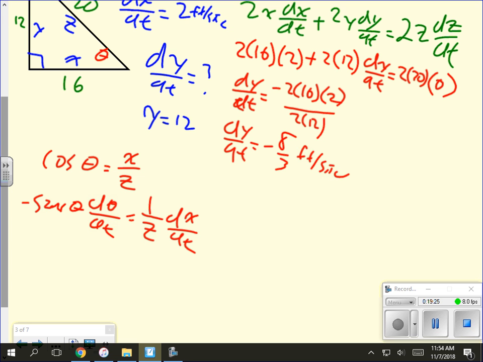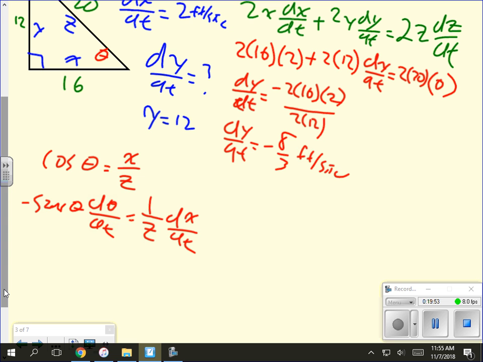Okay, so why am I not including dz dt here? Because z is a constant, dz dt is 0. It's not changing. I could take the derivative. It would be negative x over z squared dz dt, and dz dt is 0, so it doesn't matter. Plug in the values I know and figure out the ones I don't know. It's actually not as hard as it looks.